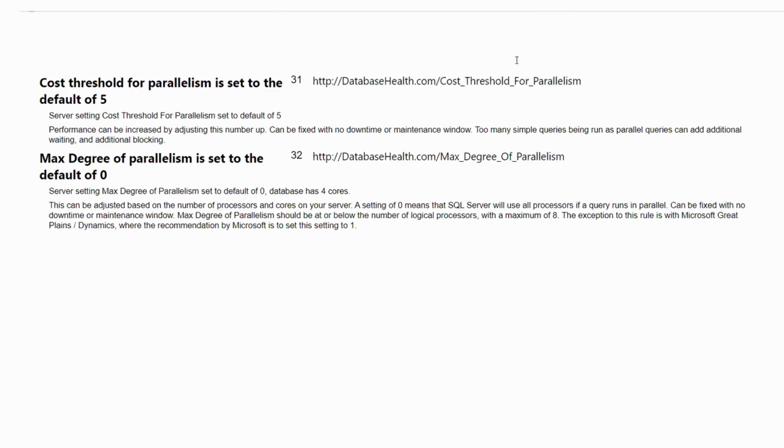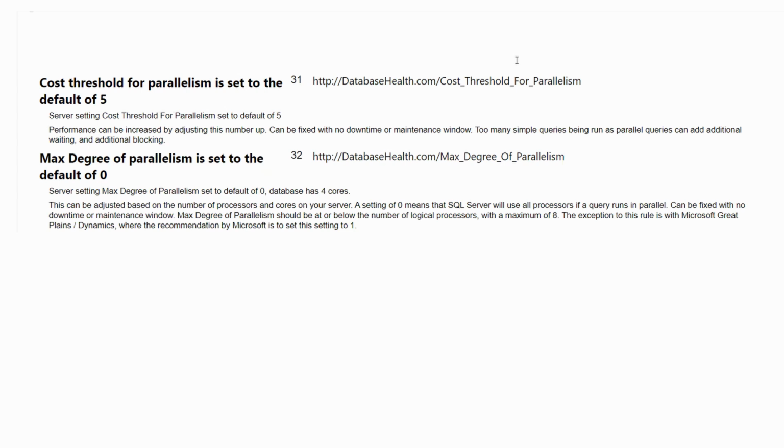I'm here to talk about a couple of the daily checkup or database health quick scan items that we come across occasionally. These are settings that we optimize or configure on the SQL Server in order to help with performance usually. The first are two that really play well together. The first one is the cost threshold for parallelism being set to the default of 5. The next one is the max degree of parallelism being set to the default of 0.